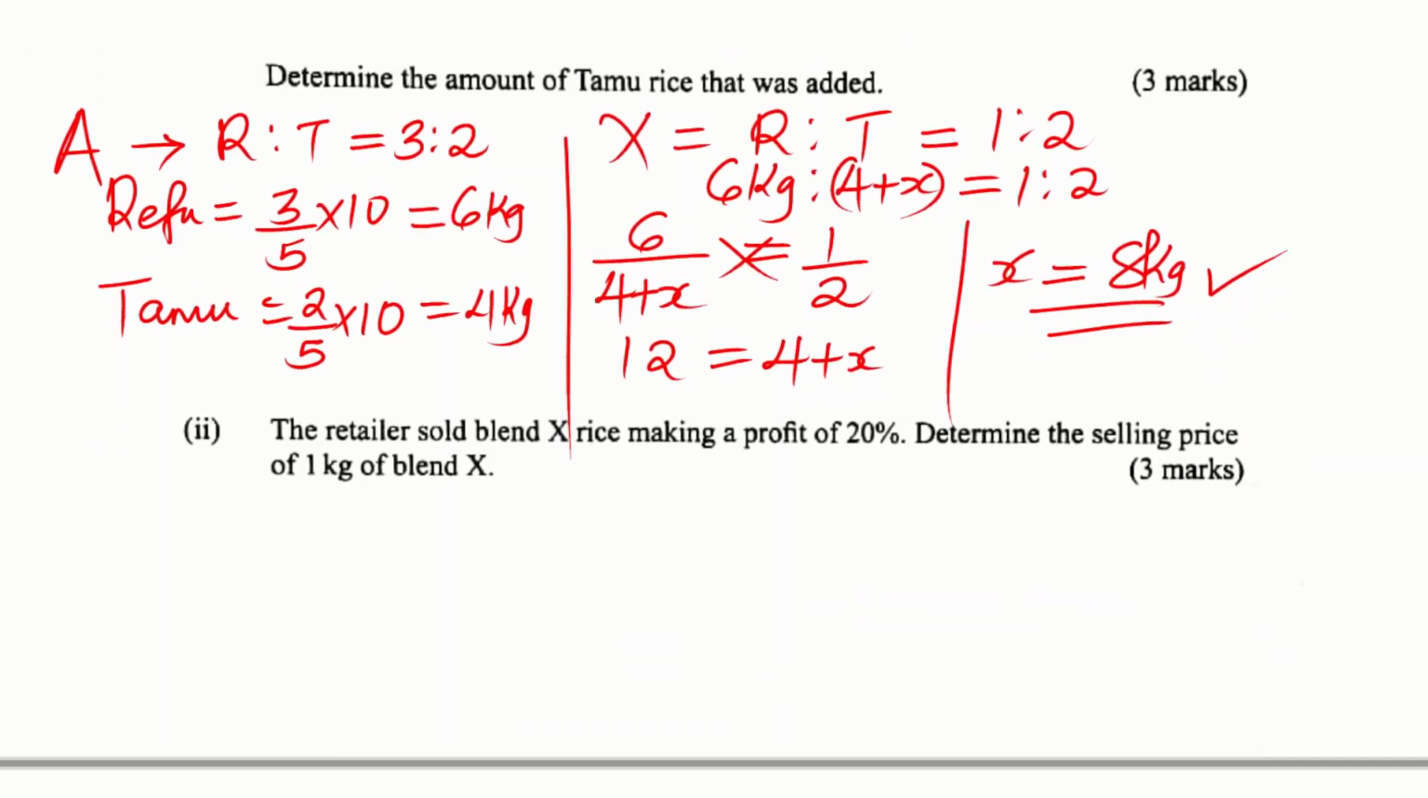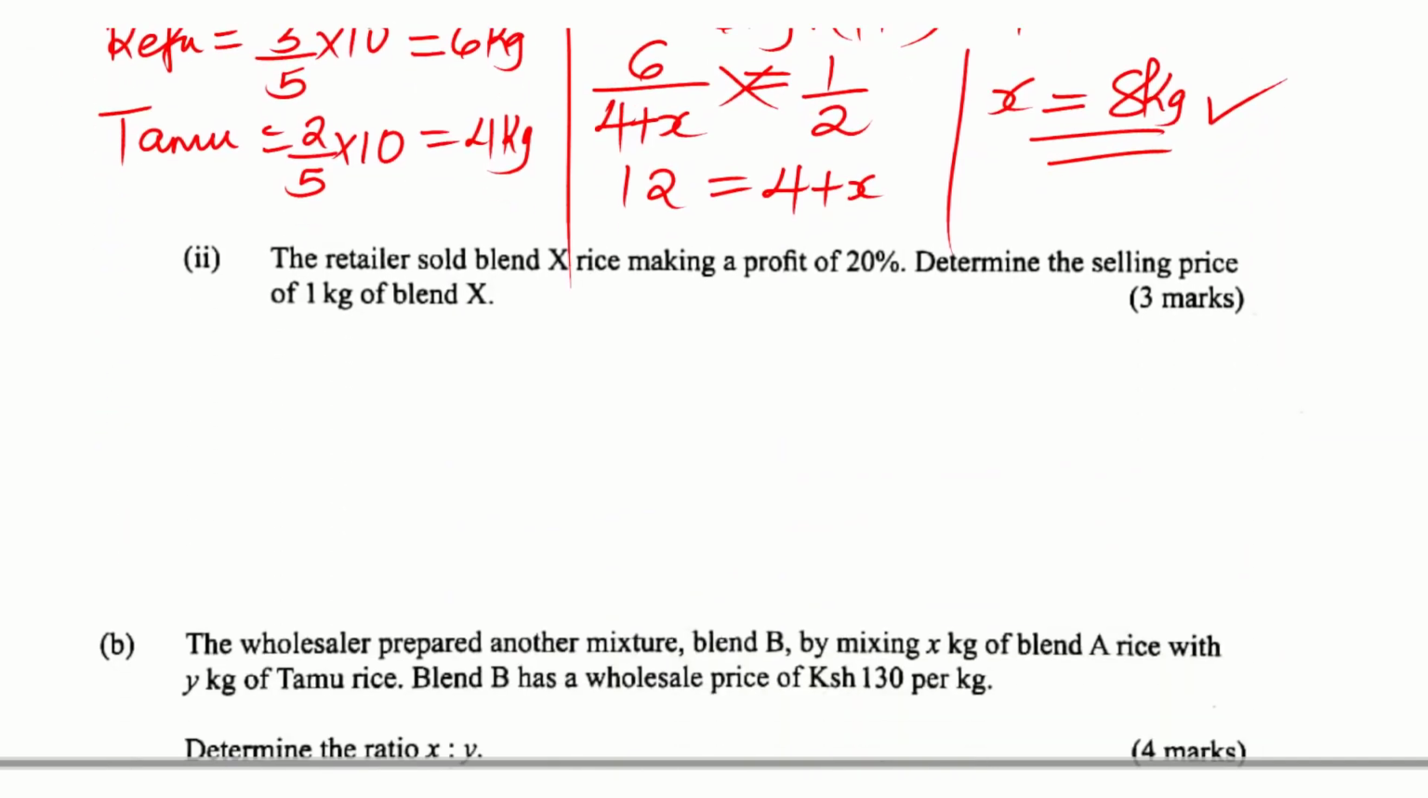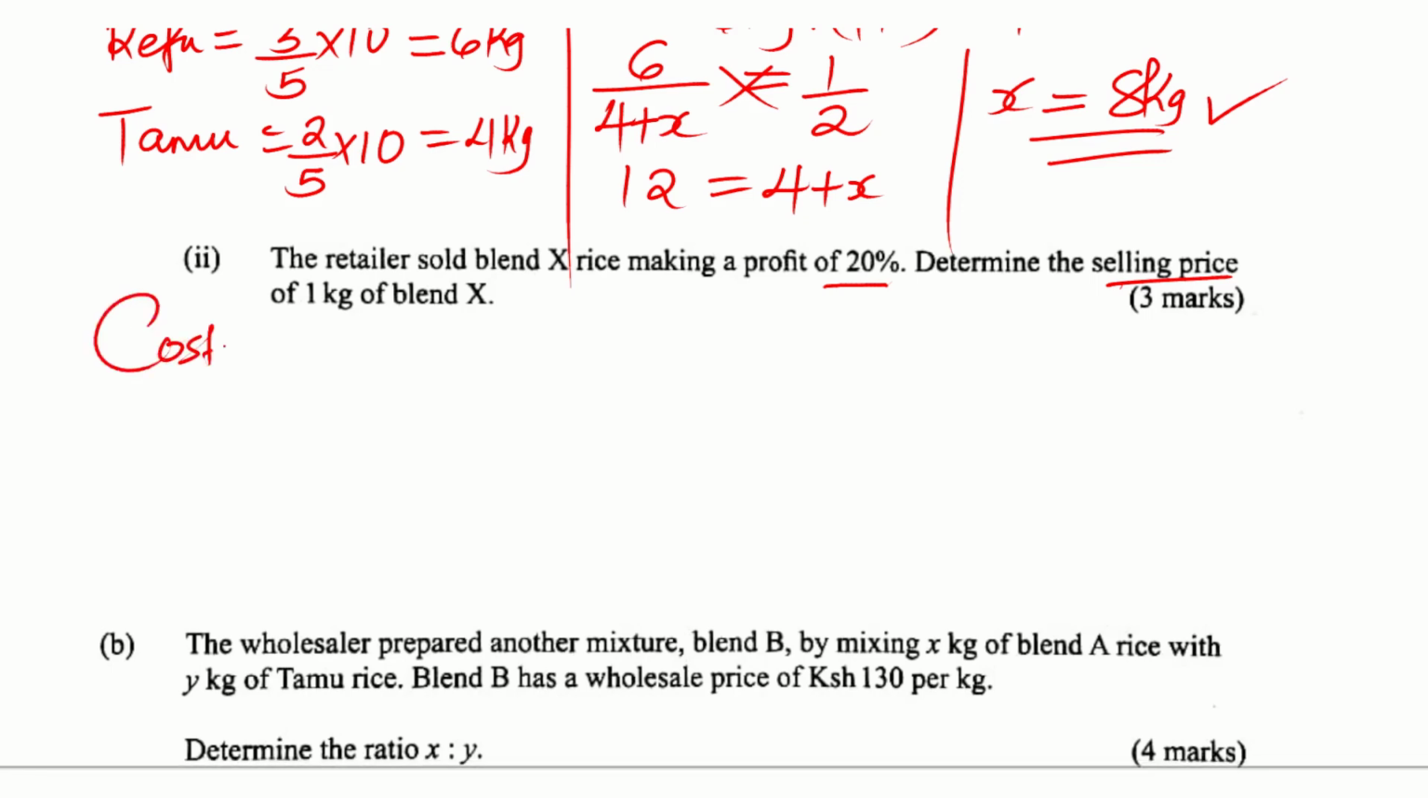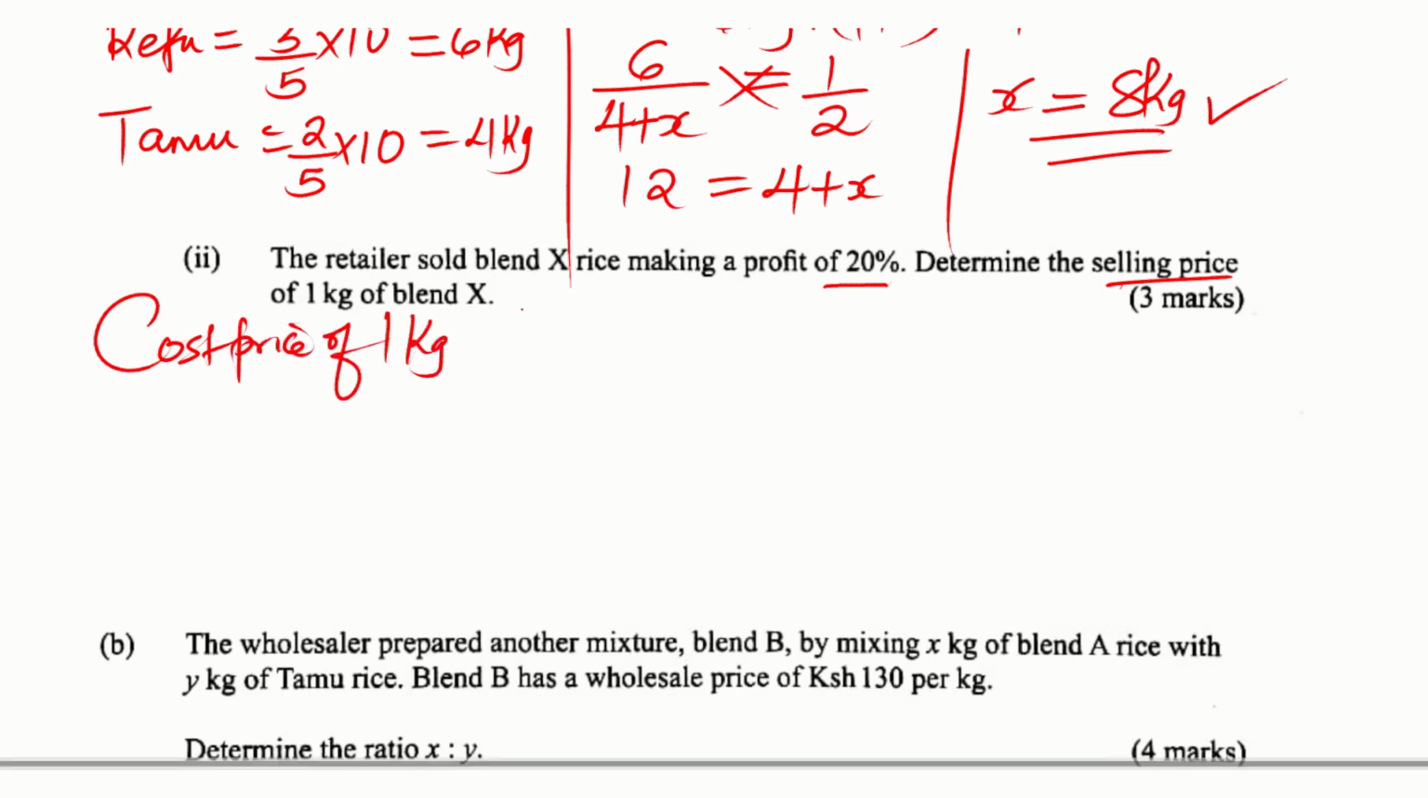Part 2. The retailer sold blend X rice, making a profit of 20%. Determine the selling price of 1 kg of blend X. We already have the percentage profit that was made. So what we need to get is the cost price of 1 kg of blend X.